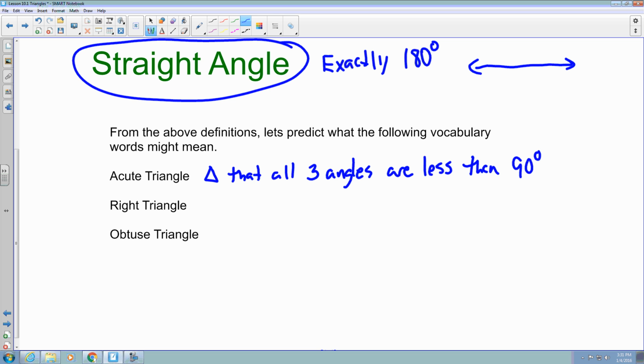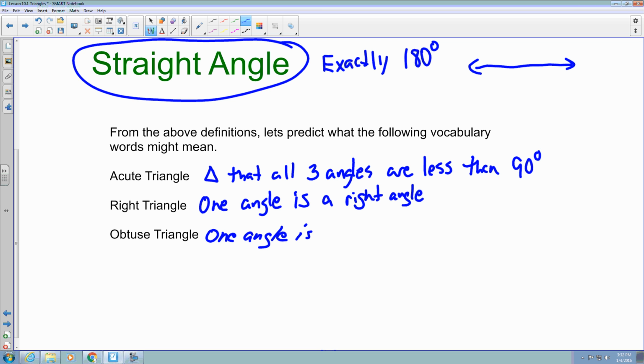A right triangle means one of the angles is a right angle, which means it's 90. And then an obtuse triangle means that only one angle is obtuse. Okay?